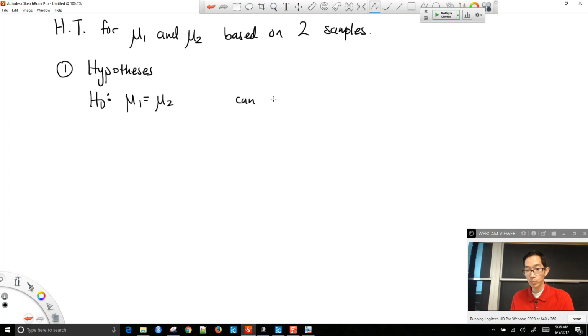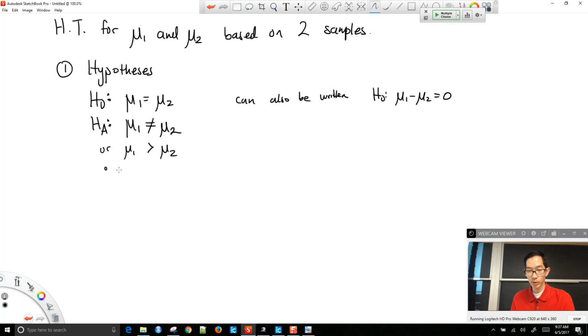Can also be written as mu1 minus mu2 equal to 0. The alternative will be mu1 does not equal mu2, or mu1 is greater than mu2, or mu1 less than mu2. Likewise, not equal to 0, greater than 0, less than 0. Okay. That's your hypotheses. Part 2, preparation.